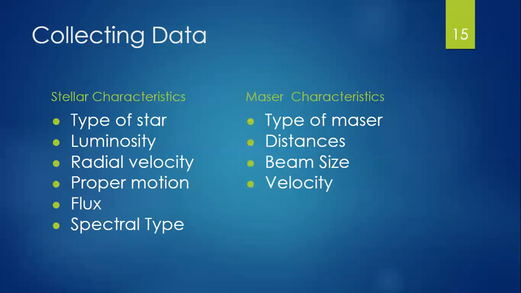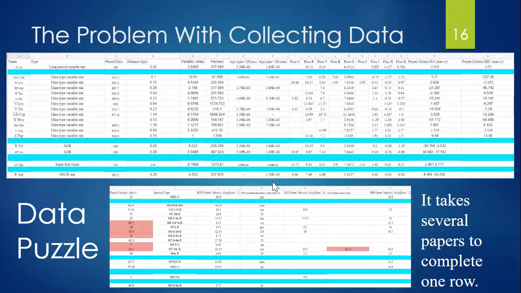What I did, this is a little while ago, and I'm at a different point in my research now, is I started collecting data on stellar characteristics and maser characteristics. I would look at a star, look at the type of star, primarily AGB, and get their luminosities, radial velocities, proper motion, flux, and spectral type. Then I would look for their masers and look at what type of masers, how far they are from the central star, the beam size, so basically the two-dimensional size of these masers, and the maser velocities. And I started compiling a data sheet of all these different characteristics and properties.